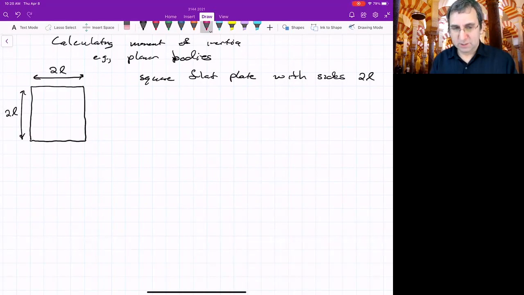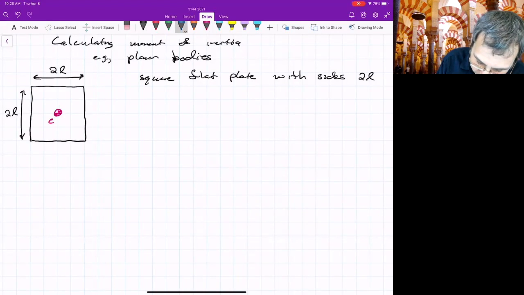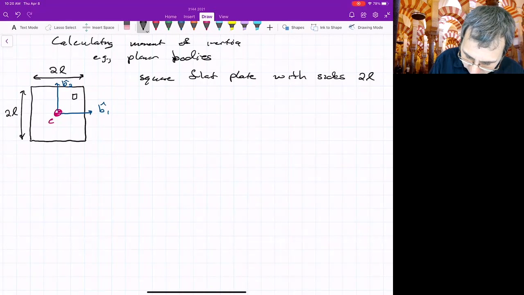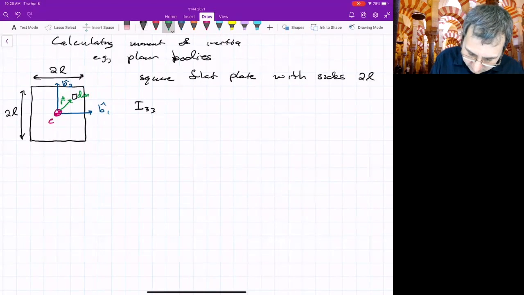So I know this is a square flat plate, uniform density. The center of mass will be at the geometric center. And then convenient directions, which are, I'm guessing, also principal axis directions, be these B1 and B2. Cartesian components will do fine for calculating where things are. So here's, I'll just write it as R because this is a mass element, dm. I'll calculate I33. So if this component is X, this component is Y.